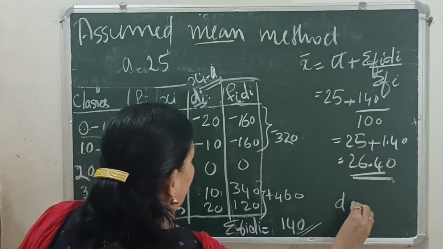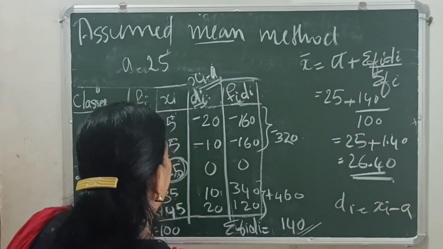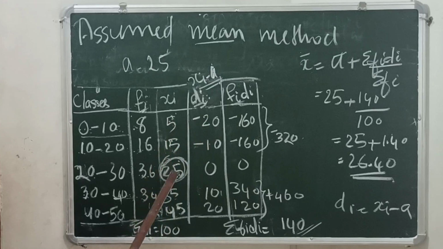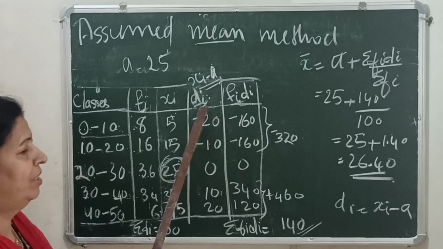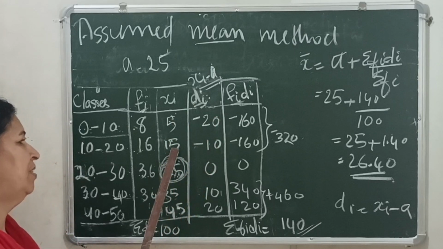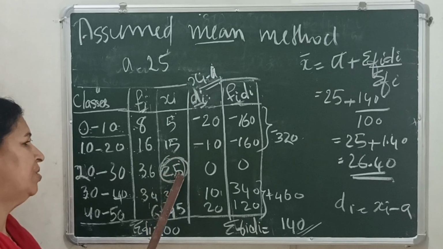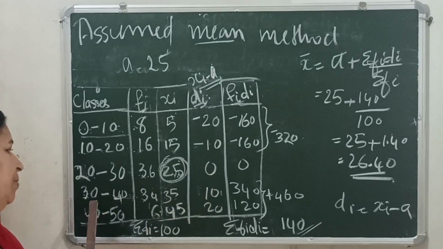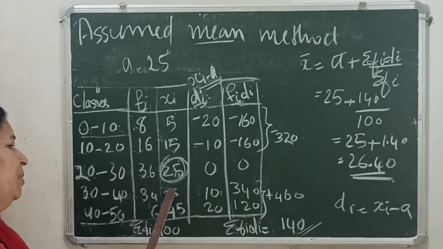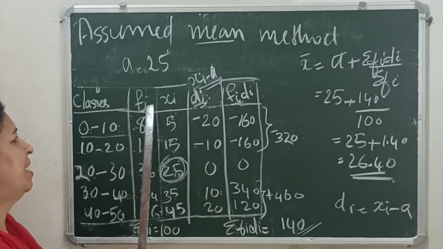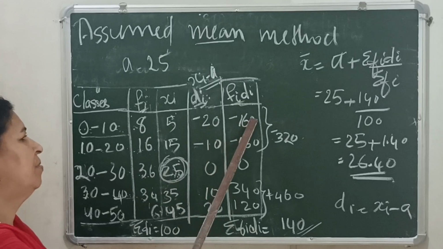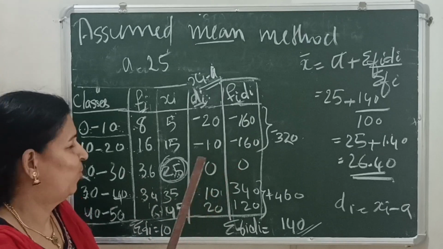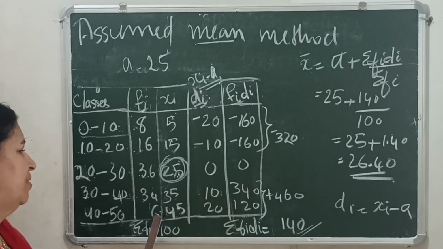Then di equals xi minus the assumed mean. Fill in the di column: 5 minus 25 is minus 20, 15 minus 25 is minus 10, 25 minus 25 is 0, 35 minus 25 is 10, 45 minus 25 is 20. Then fi into di: 8 into minus 20 is minus 160, 16 into minus 10 is minus 160, 36 into 0 is 0, 34 into 10 is 340, 6 into 20 is 120.